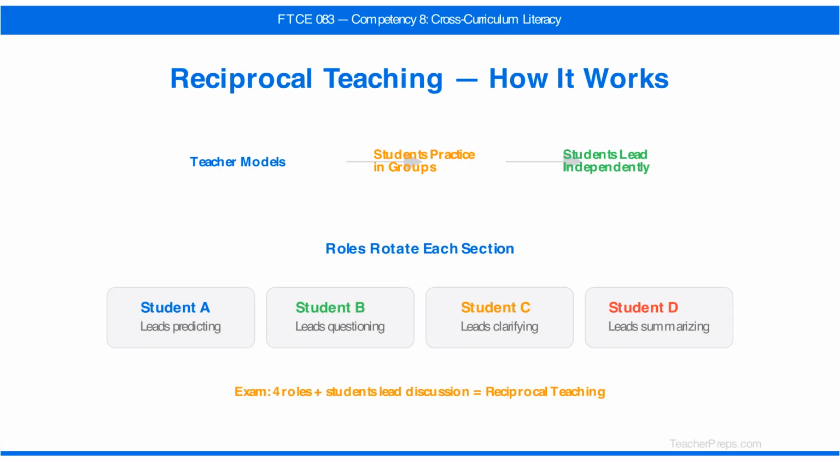This gradual release of responsibility is key. The teacher moves from model to facilitator to observer as students internalize the strategies. On the exam, if you see a question about a comprehension strategy where students take turns leading discussion using 4 specific roles, that's reciprocal teaching.